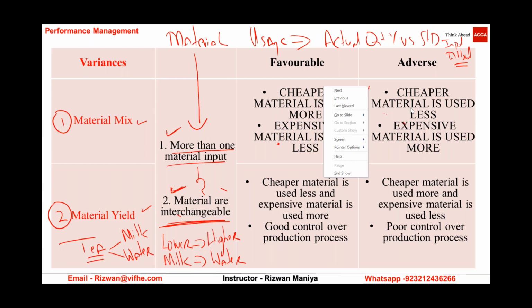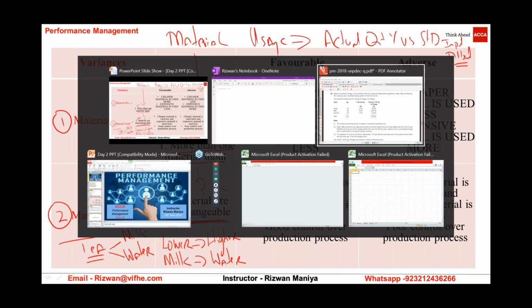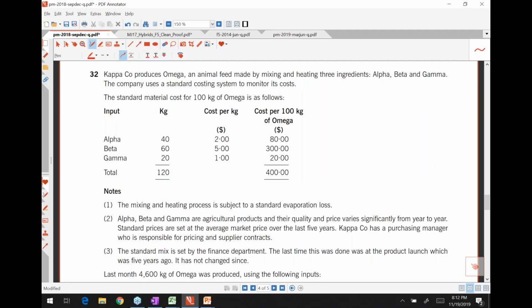So now I will definitely start with a question, and let's first discuss a few things in relation to mix and yield variance. The question that I'm starting from here is very much visible today, and you can see the question in front of you. I'm starting to read the question, so everyone be with me.